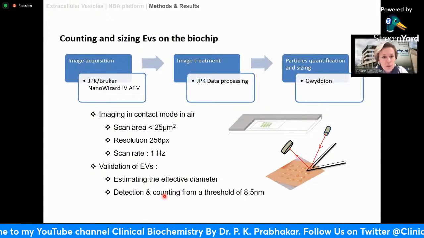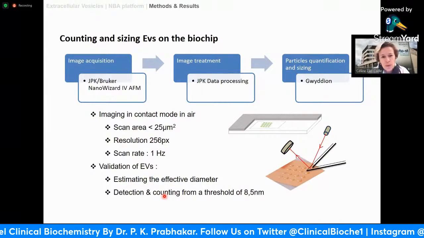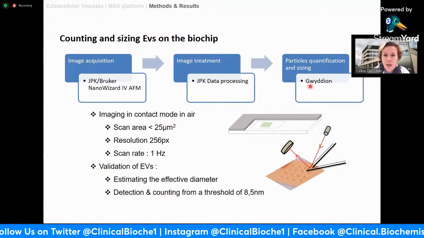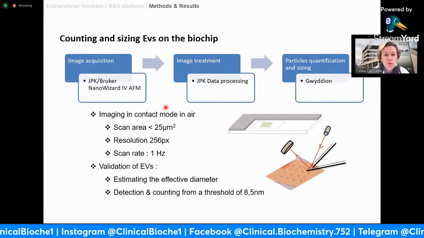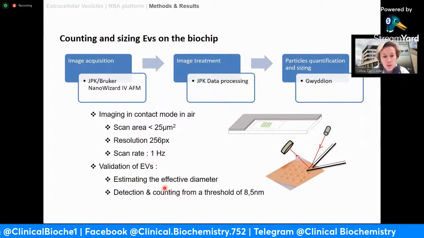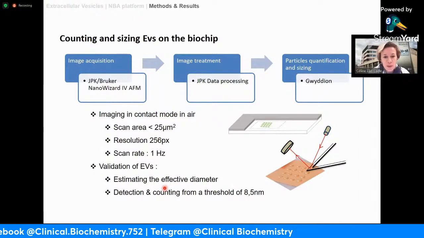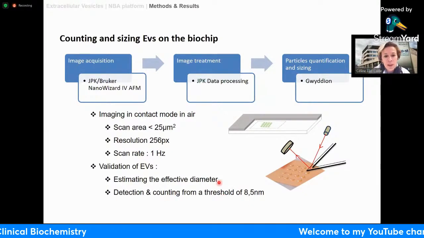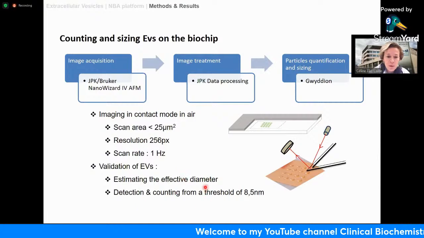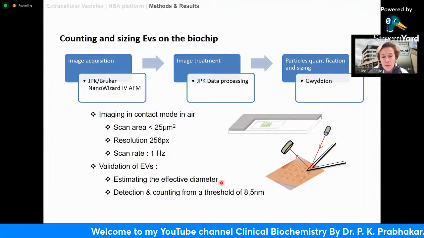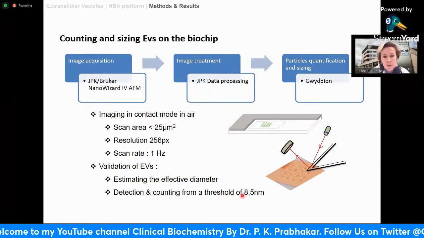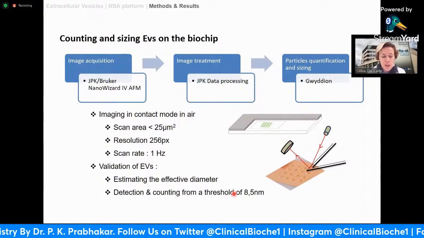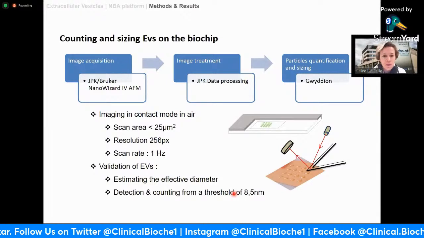And then after this acquisition, we of course did data processing with the classical software from the JPK Bruker system, and also with a small program in Gradient, in order really to characterize a big population of extracellular vesicles. So we determined the good parameters to get it, and then we optimized those parameters in order to estimate the effective diameter based on height and width, and the good threshold to find on a rough surface in order to really count the number of vesicles in a rigorous way.